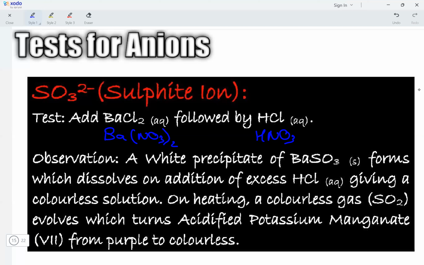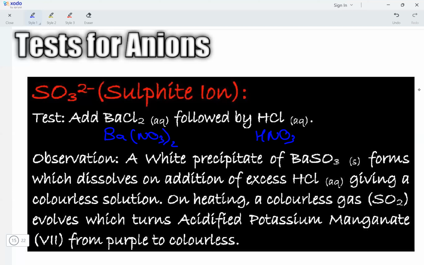So we are testing for gas. We need a delivery tube to transfer the gas into a test tube containing acidified potassium manganate. That is one way of testing it. Another way is we dip a filter paper in acidified potassium manganate and place this paper over the test tube, so that when SO2 gas evolves, it is absorbed into the potassium manganate paper and the color fades, as in it goes from purple to colorless.